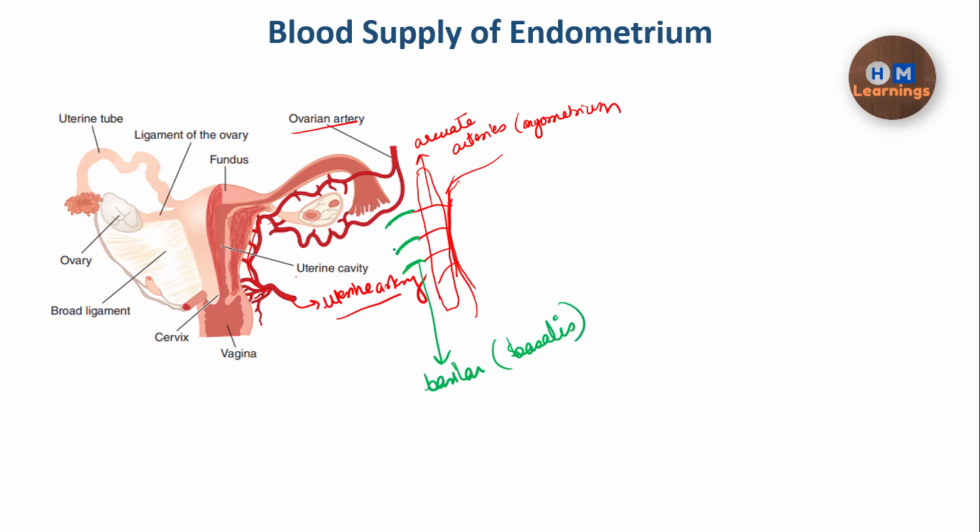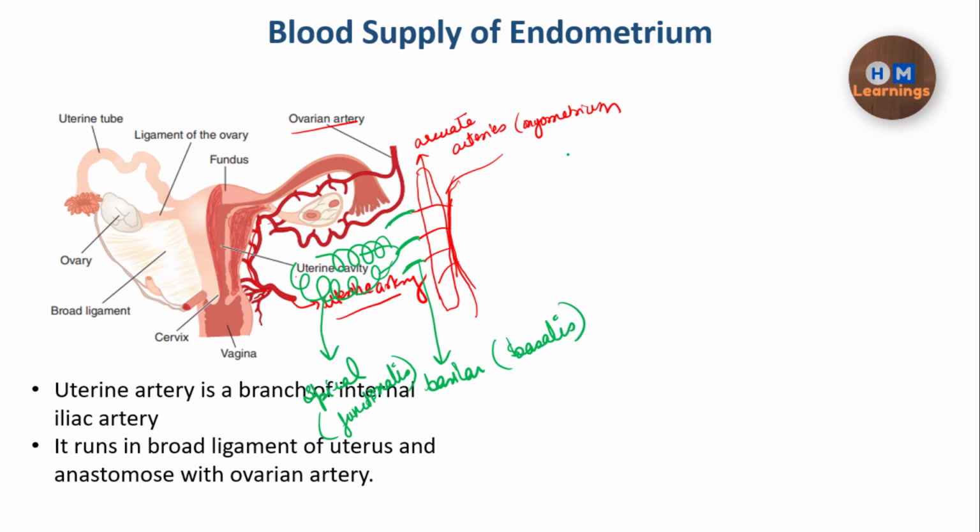Okay, now these arteries are going to give branches. And these branches are not going to be straight but coiled arteries. These are the coiled arteries. So these coiled arteries are the spiral arteries which are supplying the functionalis layer of the endometrium. So this is important to remember because with different phases of the menstrual cycle, the endometrium is also going to change. So this is already covered.